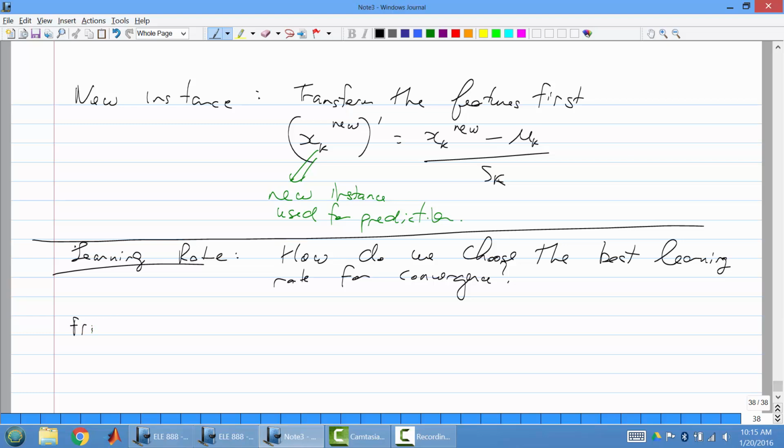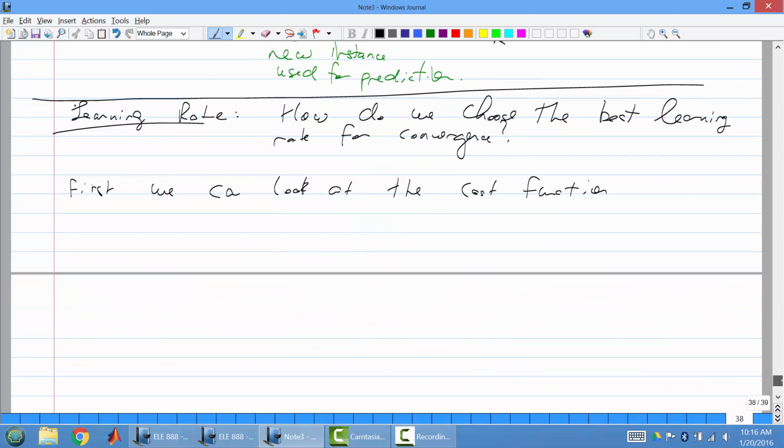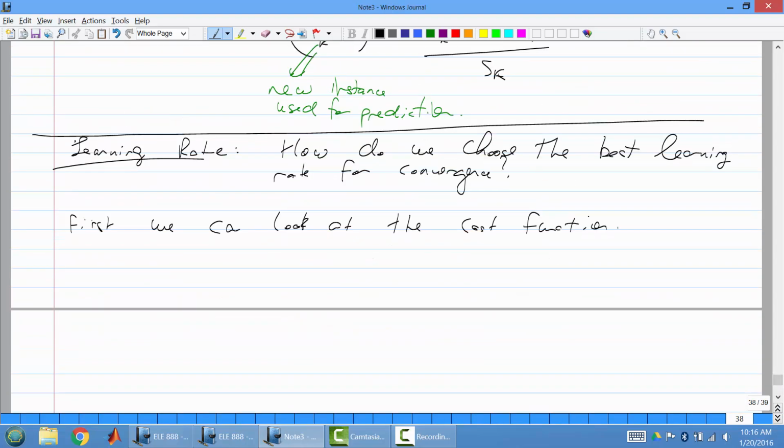First, we can look at the cost function. If you choose a right learning rate, and you take a look at the cost, and it starts decreasing over time, over the number of iterations, then you probably chose a good learning rate. You want to make sure that the cost decreases at every single iteration. If it increases or oscillates back and forth, then you didn't choose a good one. You want to decrease that learning parameter so it doesn't overstep.